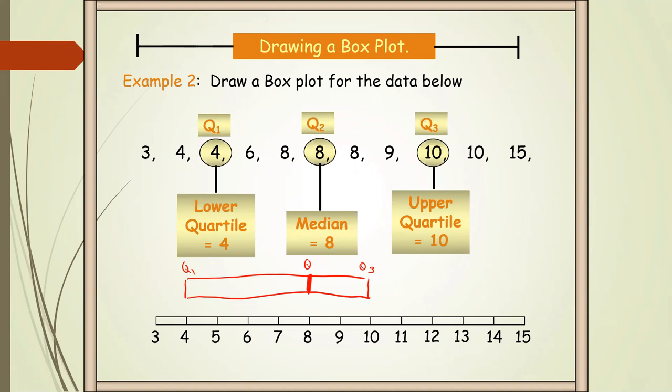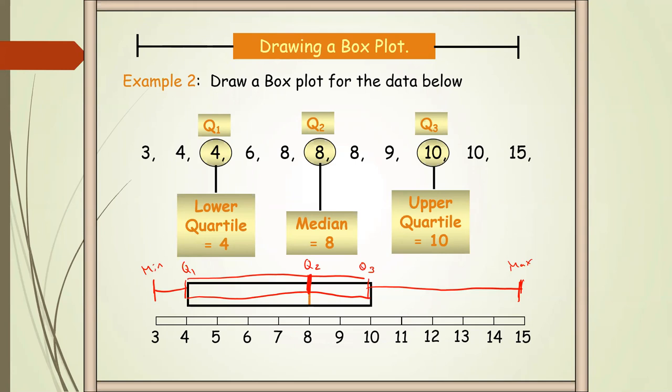Then you're gonna go down to the minimum value here and draw a whisker out to it, minimum. And then you're gonna go out to 15, and then you're gonna draw maximum value. Okay, so here you go, boom. You just drew this nice box plot for it. Think you could maybe handle one of those on your next homework, maybe on the first exam?